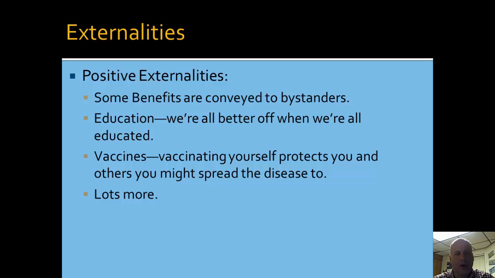On the other side of the coin, we might think about positive externalities. Some benefits are conveyed to bystanders. For instance, education is an example of a good with a positive externality. We're all better off when all the people who are around us have some level of education. Consider vaccines as well. This is a popular issue right now. Vaccinating yourself protects you, and it also protects the others you might spread the disease to. So I benefit when you are vaccinated. And you can construct lots more examples of goods that have positive externalities or positive spillover benefits.